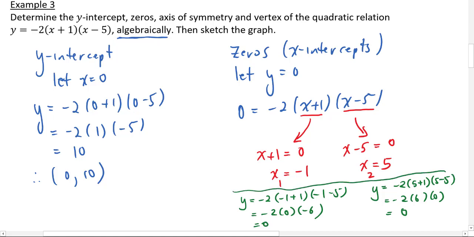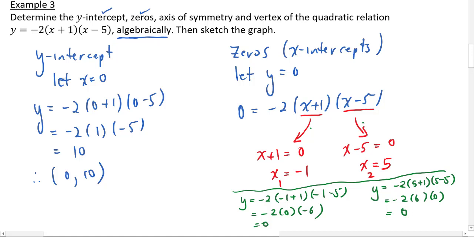All right. So to find the zeros, we just let each factor equal 0, and those will be the two zeros. And again, most of you can see just by looking at it that if I put 5 in for x, I'll get a 0 for the one bracket. If I put -1 into the other bracket, I'll get a 0 as well. So we got the y-intercept, we got the zeros.